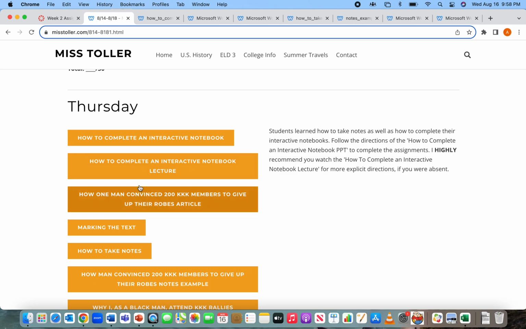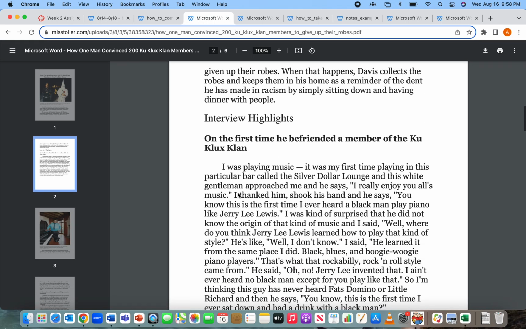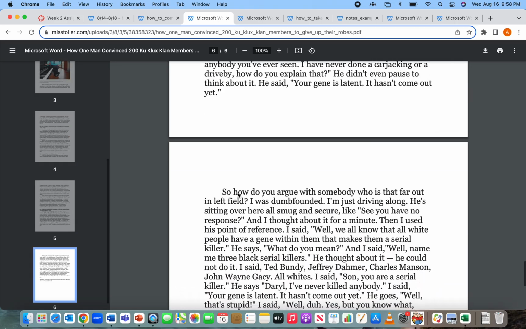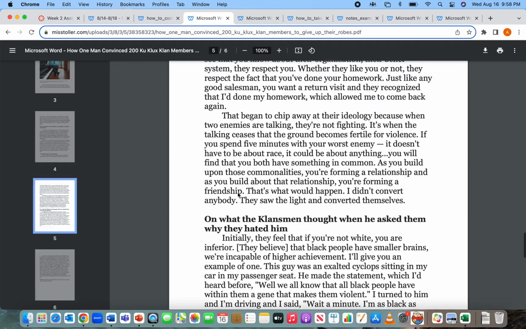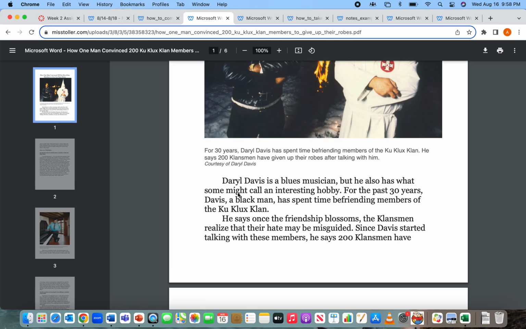And when you go back to here, again, you're going to see the orange tabs. When you click here where it says How One Man Convinced 200 KKK Members to Give Up Their Robes, the article is going to pop up and it's going to look like this. In total, it's 6 pages, but you'll notice that the writing is really big. If I were to condense this, it might end up being like a page and a half.